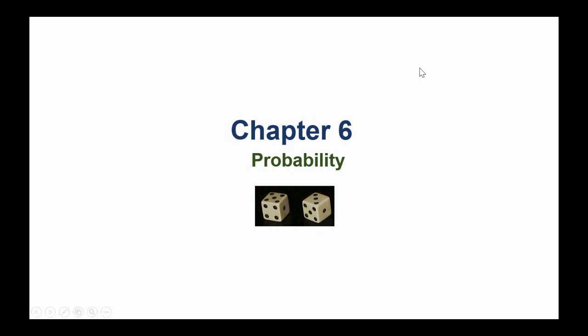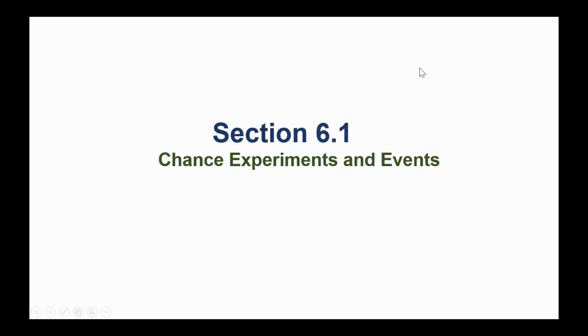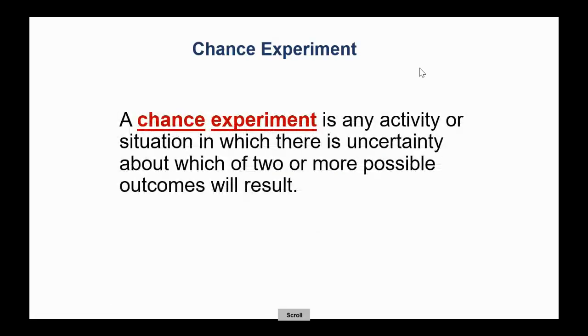Okay, so 6.1, we're going to talk about chance experiments and events. A chance experiment is any activity or situation where there is uncertainty about two or more possible outcomes. I mean, think of it like flipping a coin. Before you flip that coin, do you know exactly what it's going to land on? No. It could land heads. It could land tails. You don't know.